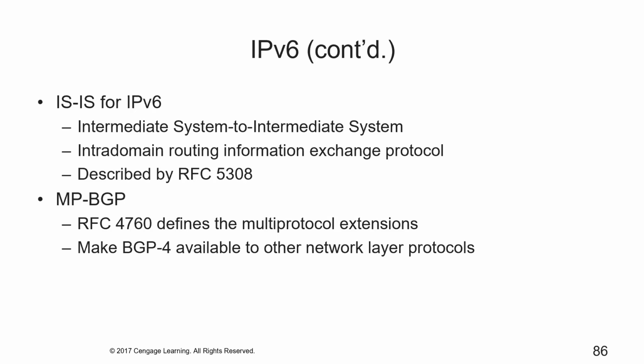MP-BGP, defined in RFC 4760, allows BGP4 to contain information about other protocols such as MPLS, IPX, Layer 3 VPN, and IPv6. For IPv6 networks to support BGP4, or to support routing and other network layer protocols, BGP4 needs two additions. One, the ability to associate the IPv6 protocol with the next hop information, and also the ability to associate the IPv6 protocol with NLRI.